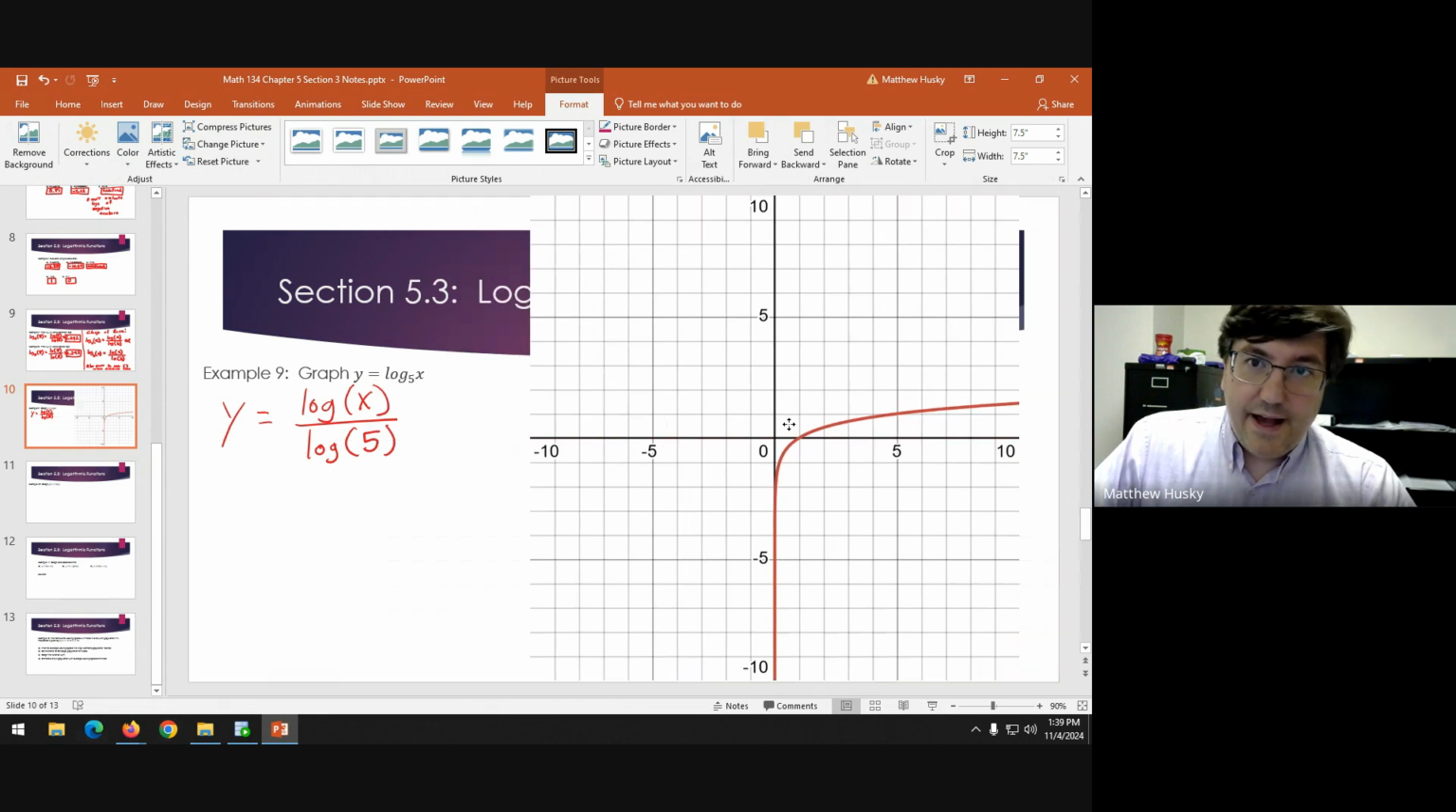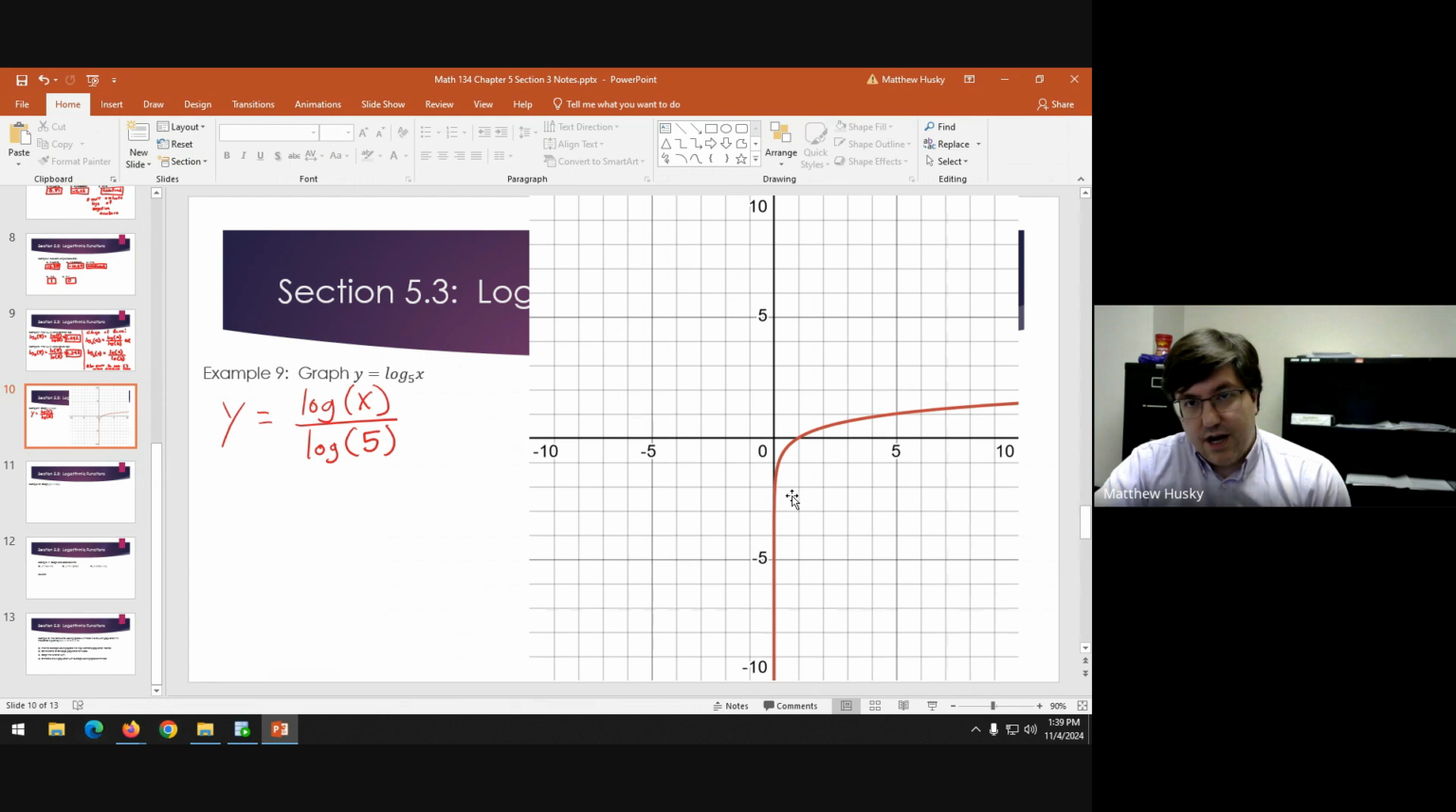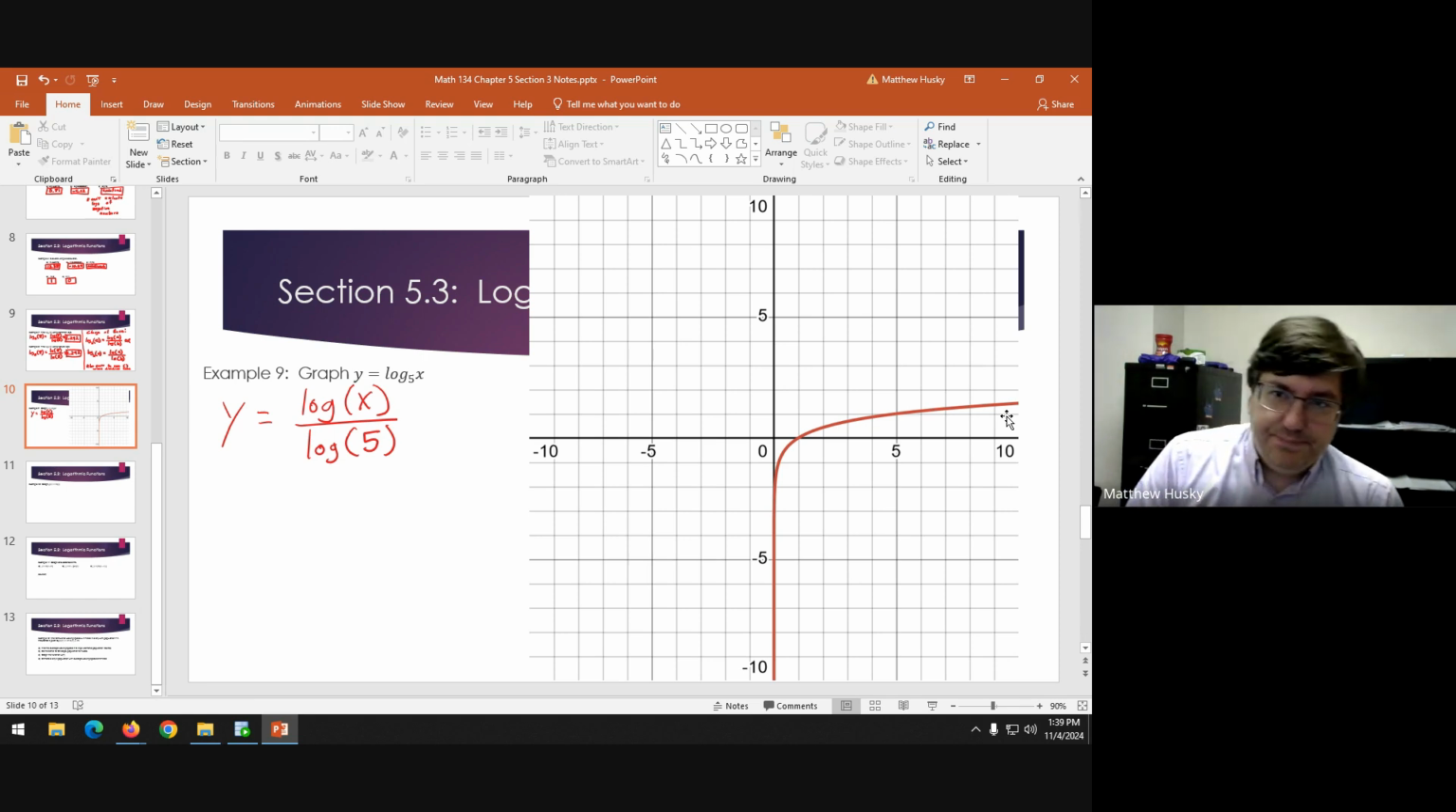So that is the general shape of a log equation. It's kind of flat along the y-axis here, in negative land. It gradually curves and starts bending over this way. It takes its dear sweet time, gradually working its way up.